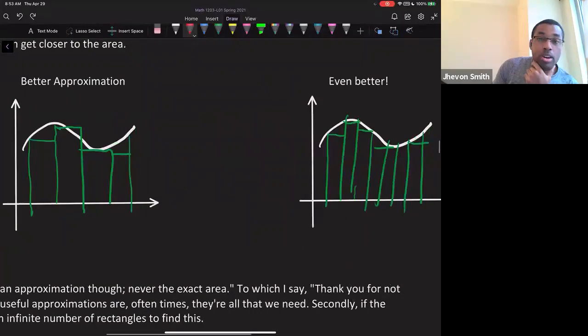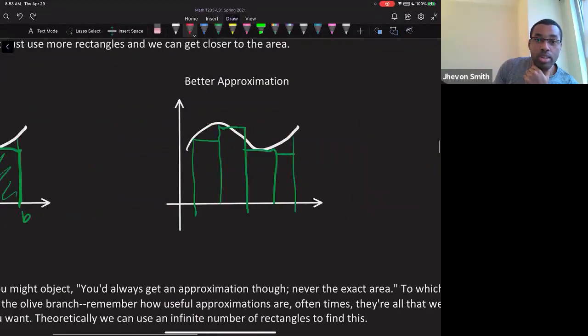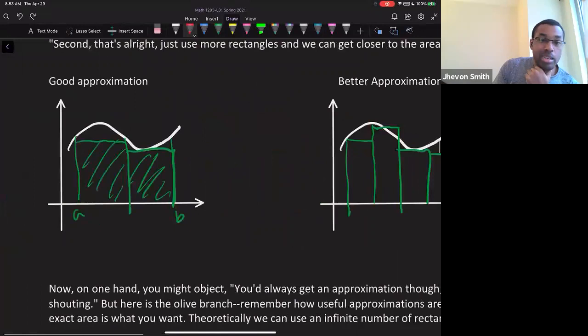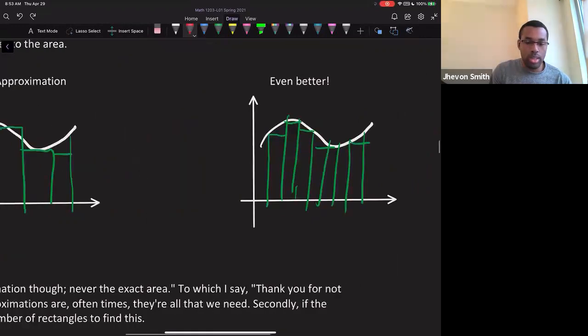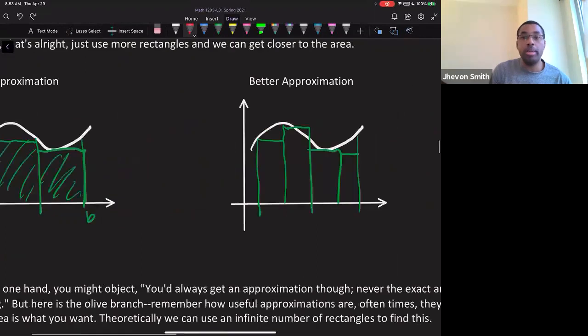So what you can do is get a better approximation by using more rectangles. So here we're using 4 instead of 2. We'd actually miss less stuff. Here we're using like 7 rectangles, even better, we're missing less stuff. So the idea is the more rectangles you use, the better your approximation gets.